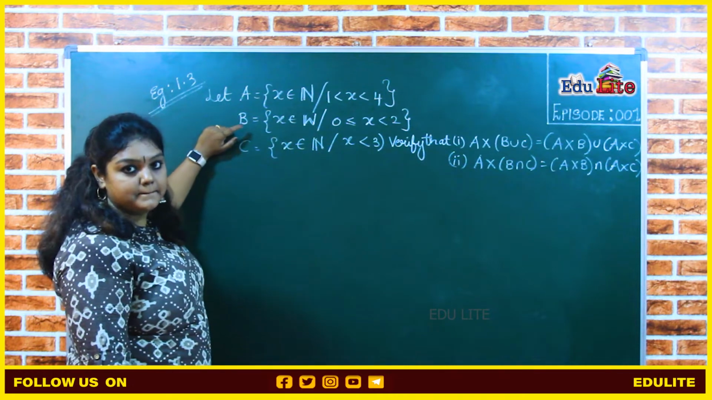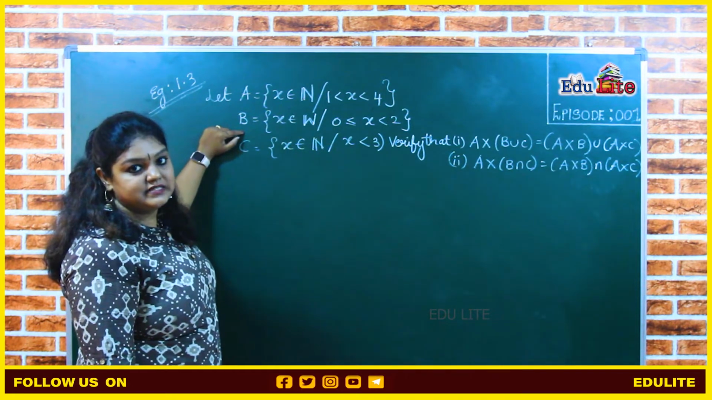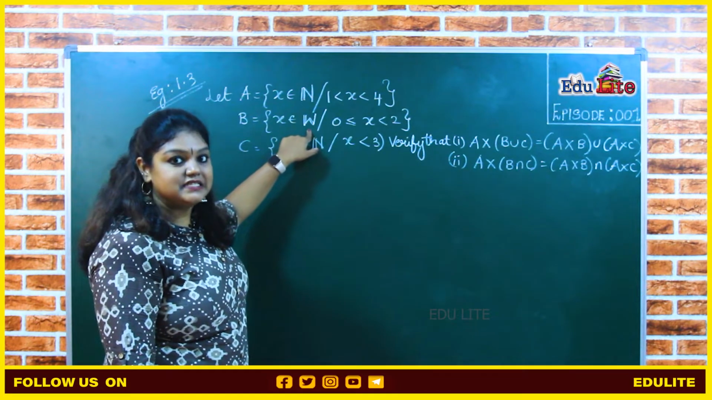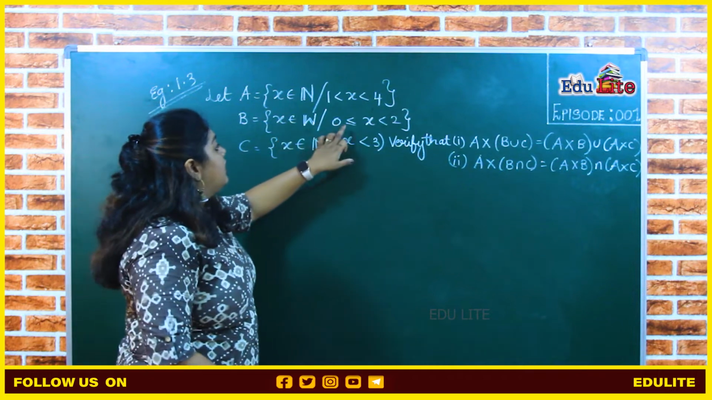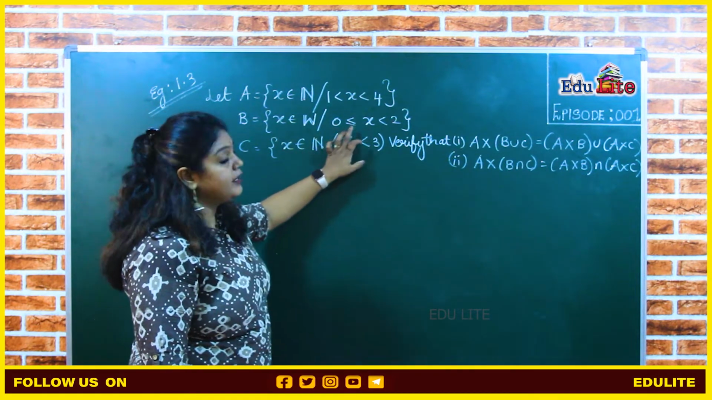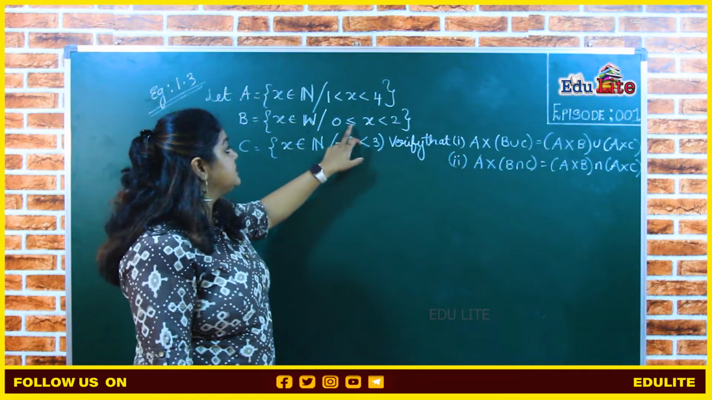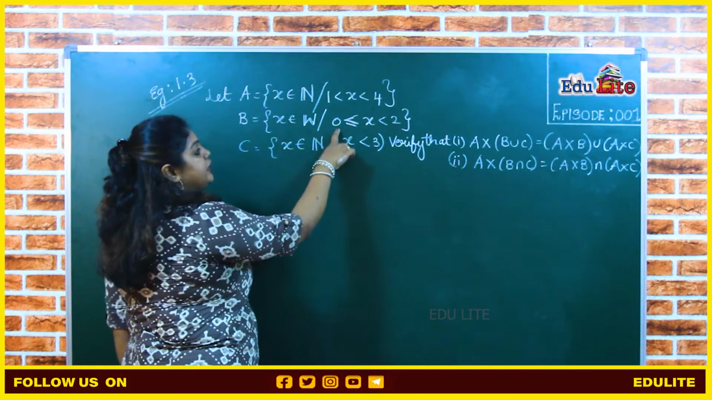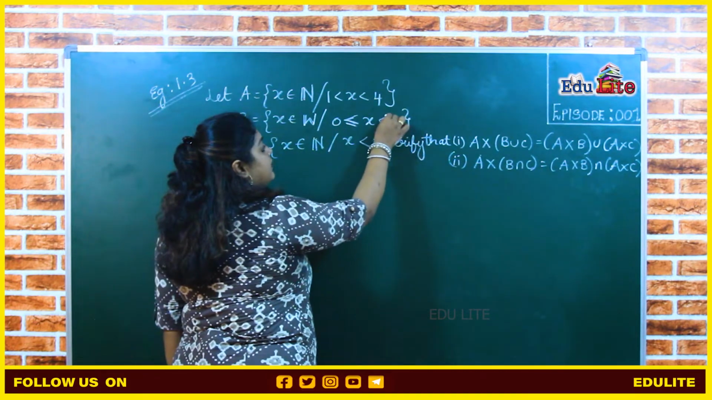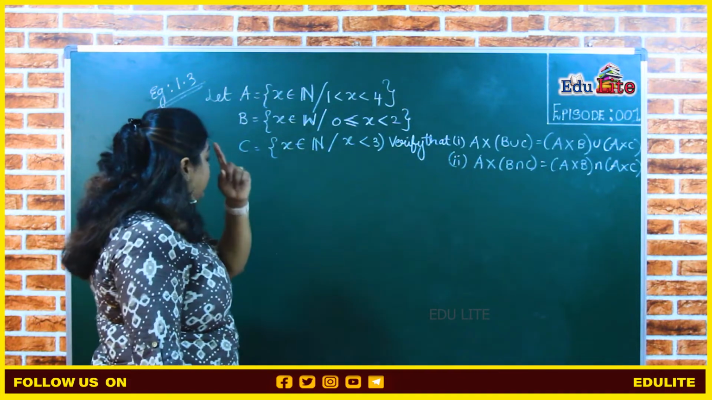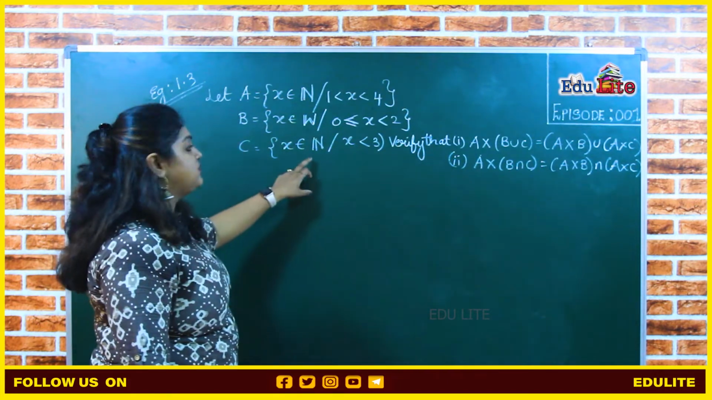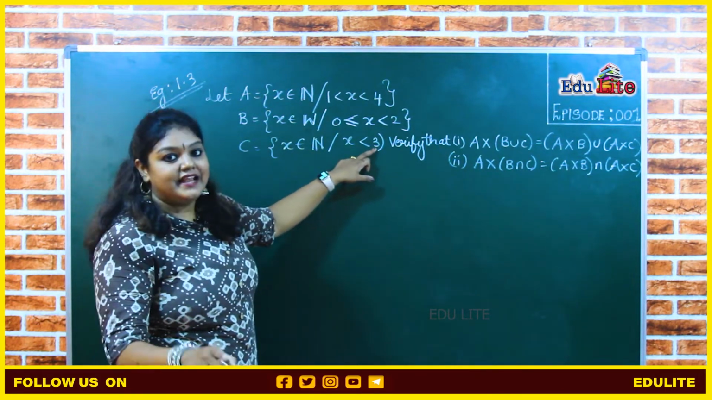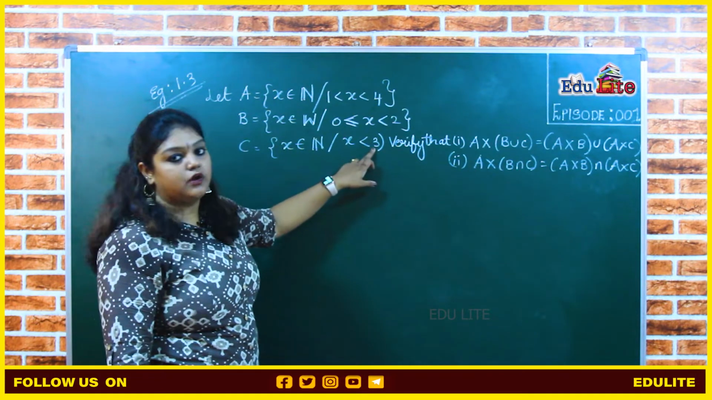Next, moving on to the B set. In the B set, x is a whole number, and we all know that whole numbers start with 0, 1, 2, and so on. The x value varies between 0 and 2, where 0 is included because it is given as less than or equal to, but 2 is not included because it is given as less than. And moving on to the set C, x is a natural number. Again, a natural number starts with 1 and x is less than 3, so 3 is not included.